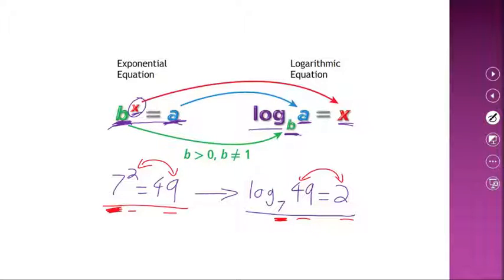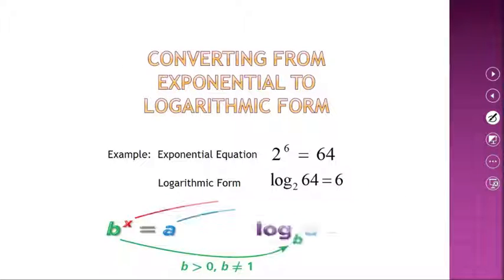Where 2 was the second number, 49 was the last, and now 49 is the second number, and 2 is the last. So that's just kind of an easy trick to remembering the positions.